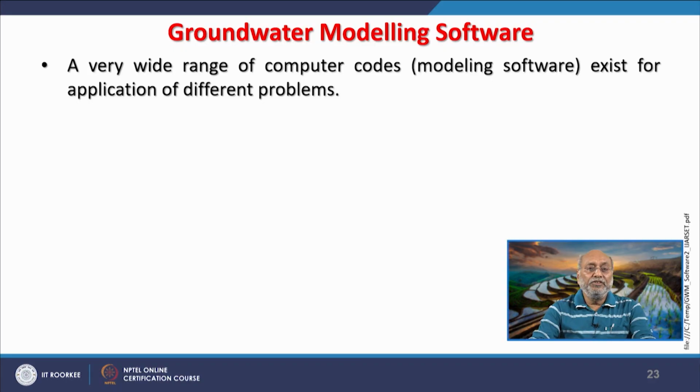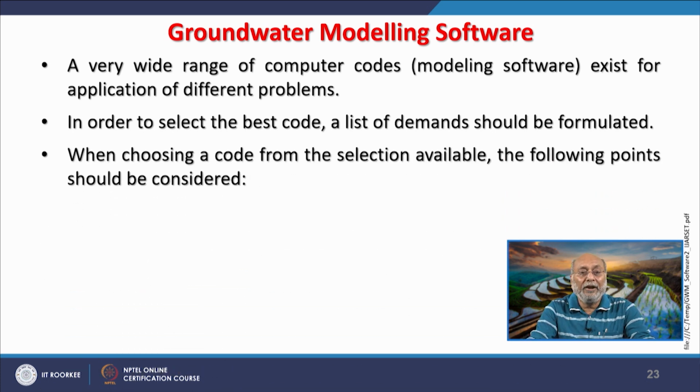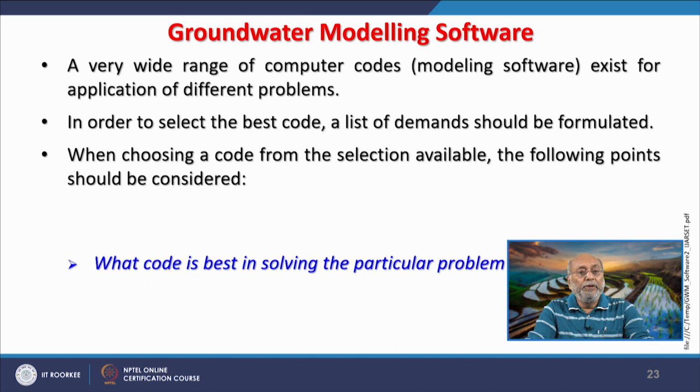So, as I said in the beginning of this discussion, at the end of this discussion we will be discussing a few well known modeling software which exist to solve different kinds of problems related to groundwater. So, in order to select the best code or best program, first we have to fix the criteria; the demand should be formulated. What are our criteria? When we choose a model or a program from whatever is available, the following points should be kept in mind.